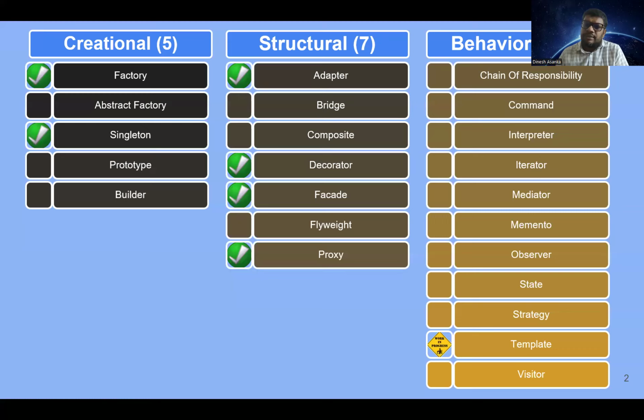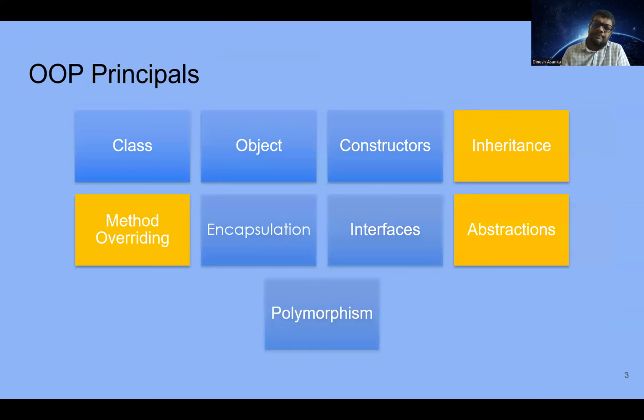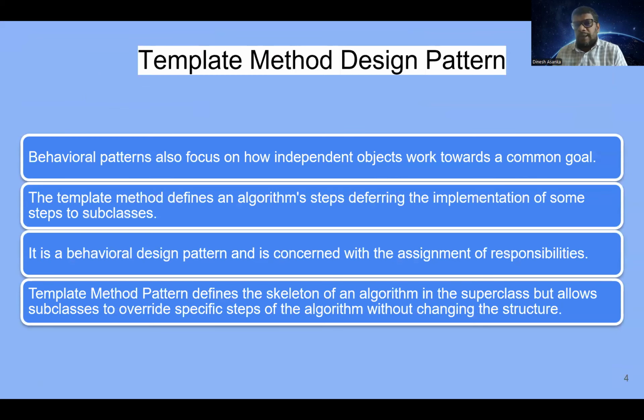So today we are discussing the behavioral design pattern: how these objects, how these classes behave, and how the behavior of those objects can be controlled using a design pattern. Today we'll be using a few object-oriented programming principles: inheritance, method overriding, and abstraction. Right. What is the template method design pattern?